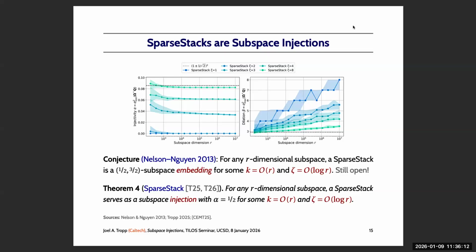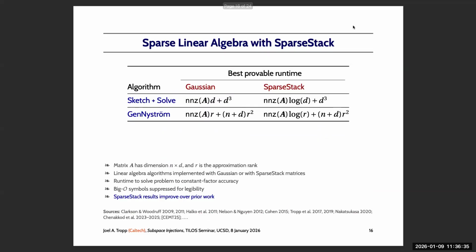Yep. Okay. Anyway, the point here is that we can prove that the sparse random matrix is a subspace injection, but we actually don't know whether it's a subspace embedding or not. So it's half the conjecture, but it's the important half. So what happens if you use these things to implement linear algebra algorithms?